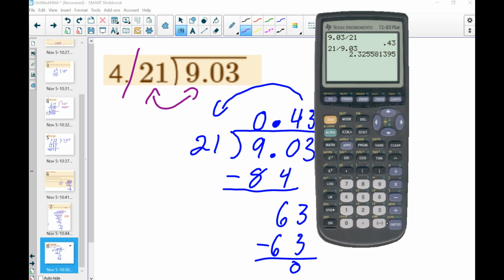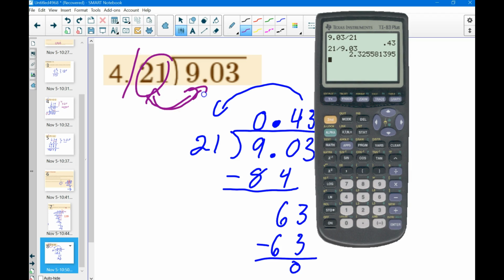So it's always this number here, 21, dividing into that number there. And in the calculator, it looks like this, 9.03 divided by 21. So don't get those mixed up in order, because it will mess up your whole day and your whole score.